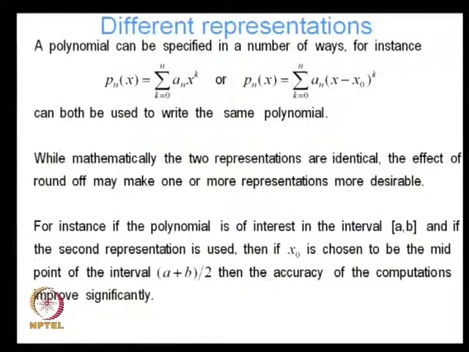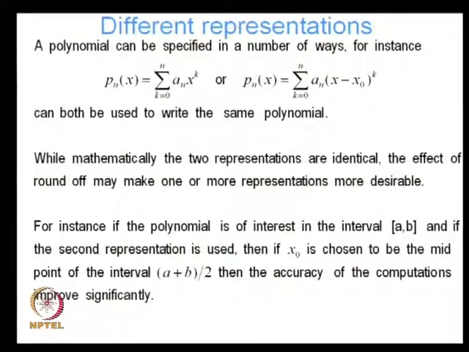Okay. So, now let us talk about some ways of representing polynomials. We will start with the simplest ways. A polynomial can be represented like this: Pn(x) equals the sum from k equals 0 to n of a_k x to the power k, or Pn(x) equals the sum from k equals 0 to n of a_k (x minus x0) to the power k. We can use both these representations to represent the same polynomial. While mathematically these two representations are identical, they may have very important implications for numerical implementation.